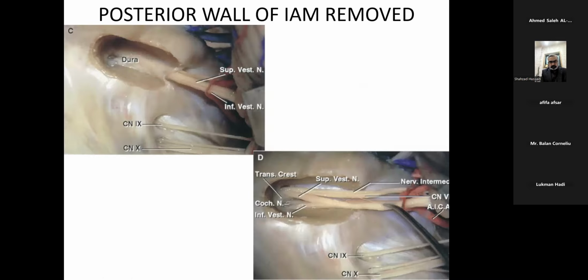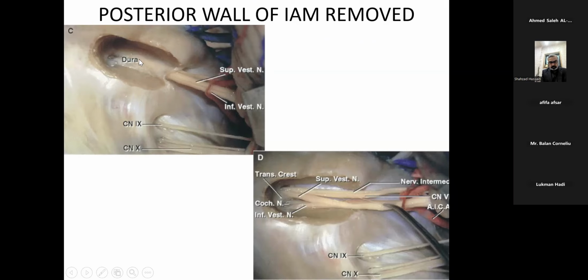Once we remove the posterior wall of the internal acoustic meatus, we are tracing the nerve towards the internal acoustic meatus. So this is what we're going to see. The dura here is intact. Both the nerves, once they've exited from the brainstem, are going to be entering into the internal acoustic meatus. This is the superior vestibular nerve and the inferior vestibular nerve, and we know that the 7th cranial nerve tends to lie anterior to it.